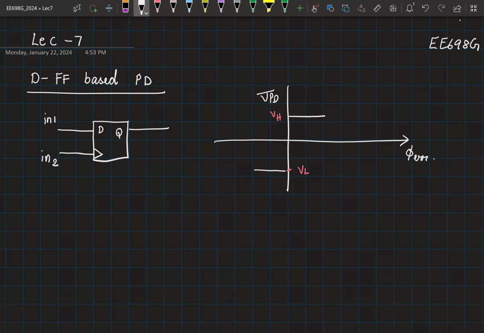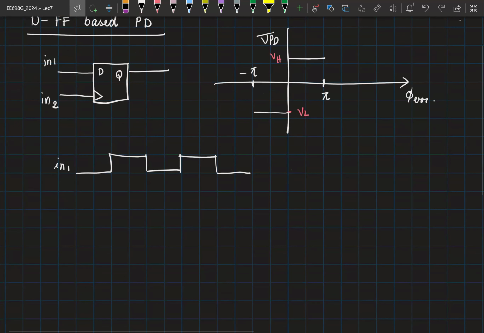Up to what point is it flat? Till pi. And this is till minus pi. And now we started considering what happens to this curve in the presence of a little jitter in one of the signals. So we assumed that our N1 is a clean clock waveform without any jitter. And the N2 signal was jittery.